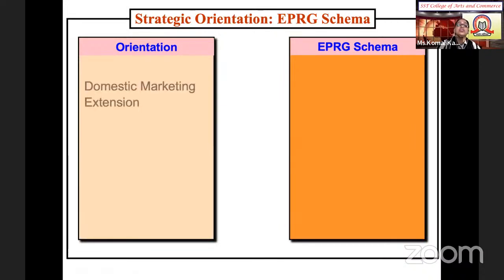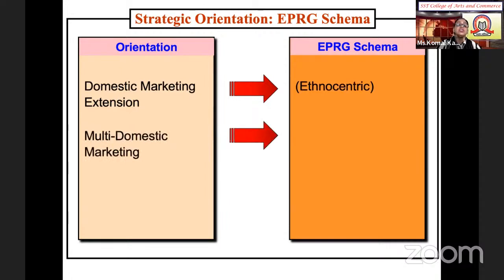Now, strategic orientation, the EPRG schema. Orientation: domestic marketing extension. We can extend the same product in the foreign market that we have sold in the domestic market. That is domestic marketing extension, ethnocentric. What is our ethnicity? What is something unique which is being produced and sold easily in my country that can be easily sold in another nation? That is ethnocentric.